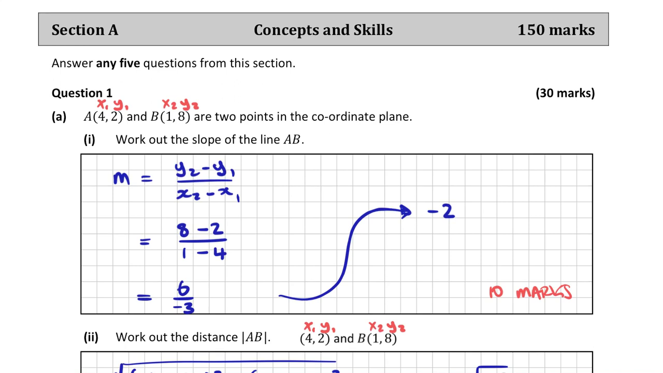So this is the Leaving Cert Ordinary Level 2023, Paper 2, Question 1. It says point A, (4,2) and point B, (1,8) are 2 points on the coordinate plane. Work out the slope of line AB. So we're looking for the slope between these 2 points.